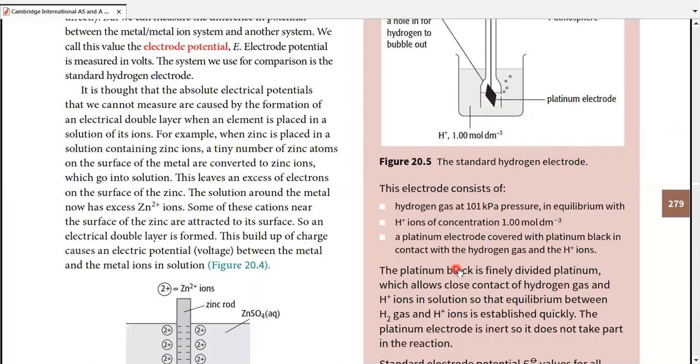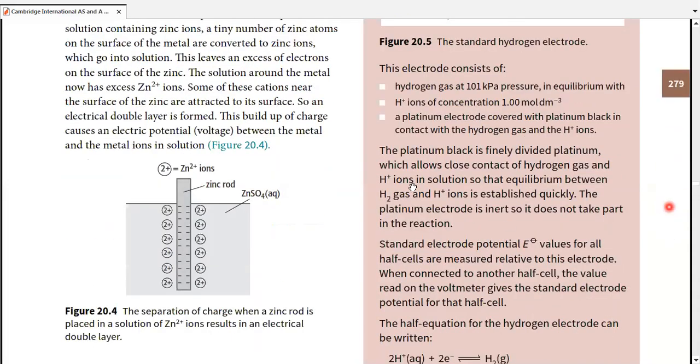And when it comes in contact with hydrogen gas and the H positive ion, the whole equilibrium is established. See? The platinum black is the finely divided platinum, which allows close contact of hydrogen gas and H positive ions in the solution. I've already explained this. So that equilibrium between hydrogen gas and hydrogen ions is established quickly. Hence, the reason for platinum black. The platinum electrode is inert, so it does not take part in the reaction.